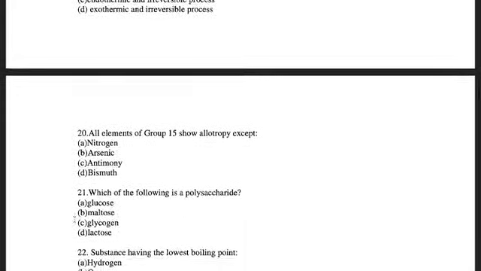Question number 21. Which of the following is a polysaccharide? Option A, glucose, option B, maltose, option C, glycogen, option D, lactose. Correct. The answer is option C, glycogen. It is a polymer of glucose.